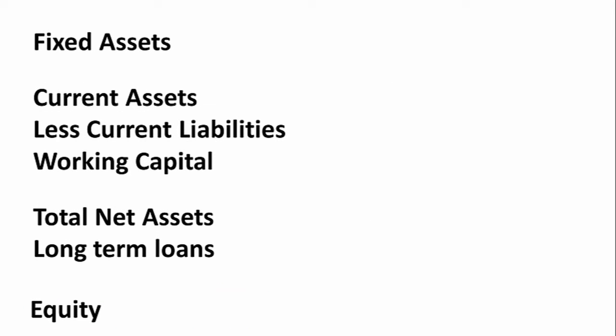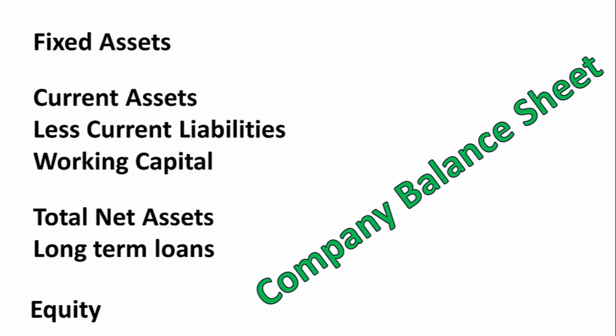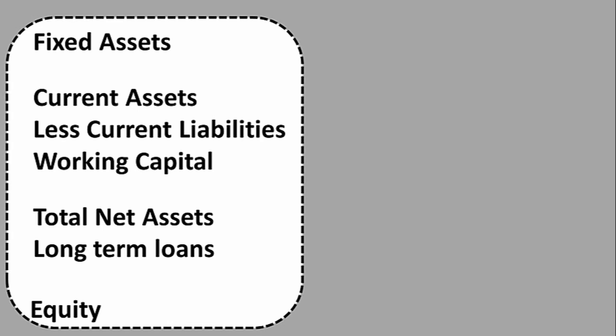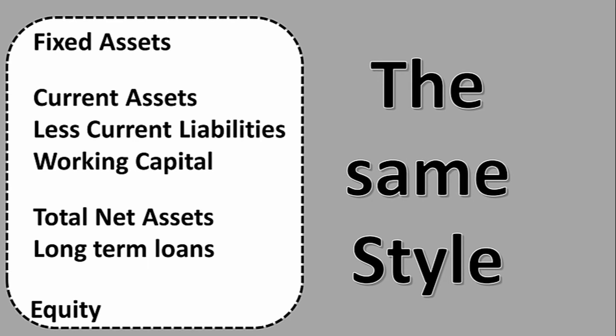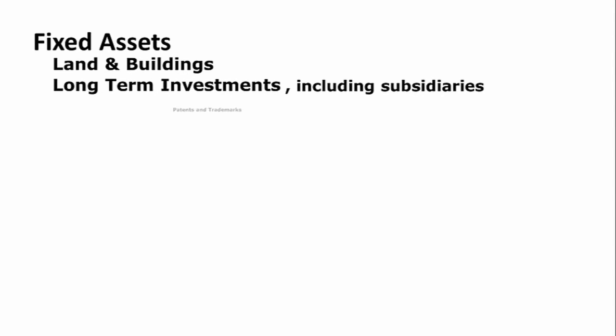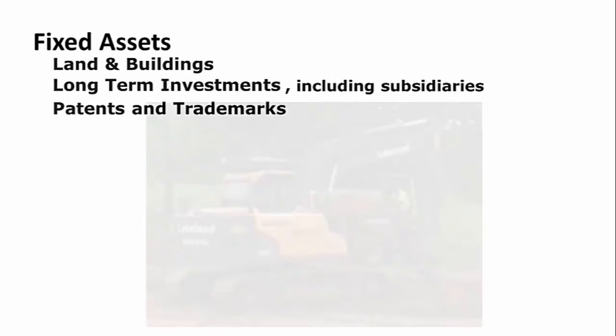Now we understand how a personal balance sheet works. How different is a company balance sheet? You would be surprised just how similar they are. In essence, they are the same style. In fixed assets, we also have the same land and buildings as Felicity, but we also have investments and subsidiaries and, when appropriate, patents and trademarks.